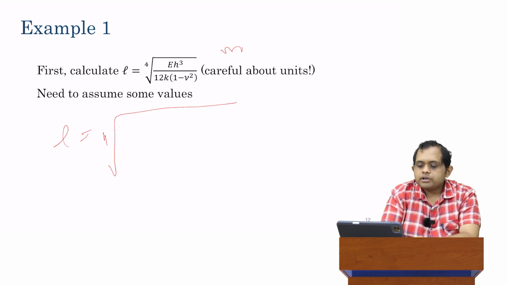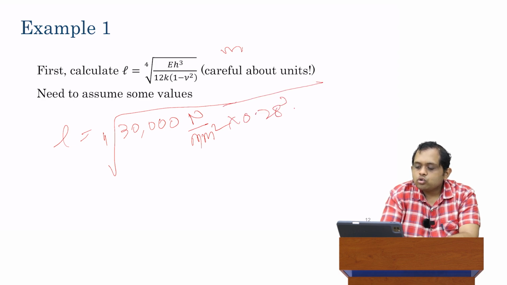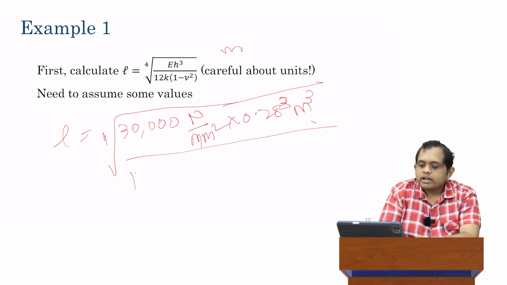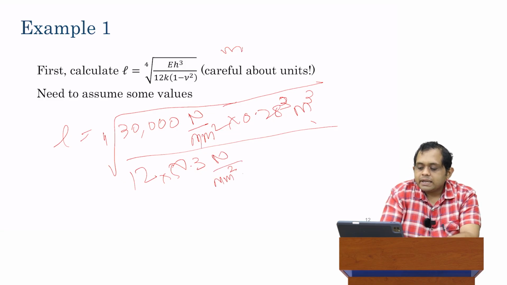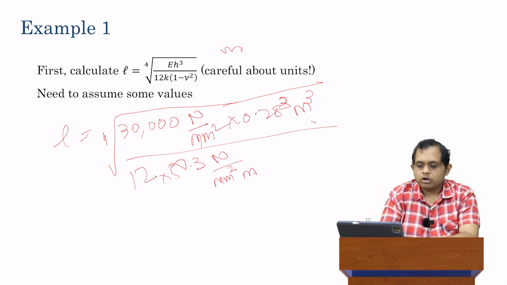E is recommended to be in megapascals, so this is going to be 30,000 megapascals, in Newton per square millimeter, which is megapascal. H cube: we're given H is 0.28, and the units are cubic meters because H is required to be in meters. So H cube is going to turn into 0.28 cubic meters. You're already seeing a mixed unit issue coming in right here. Then we have 12 into K. K is 50.3, but the units are megapascals per meter, which can be written as Newton per square mm per meter. Again, mixed units are being brought in here.